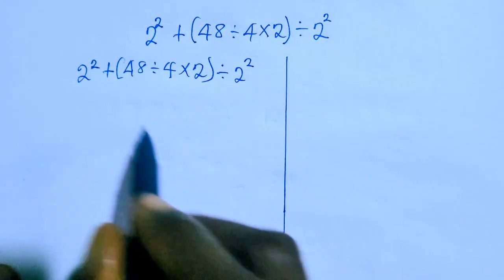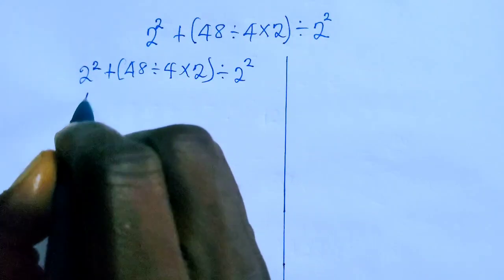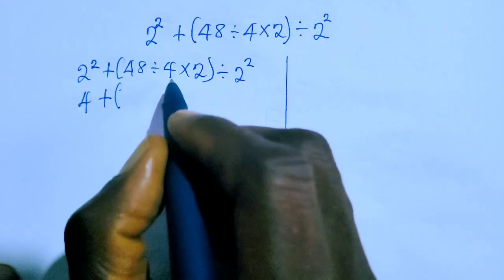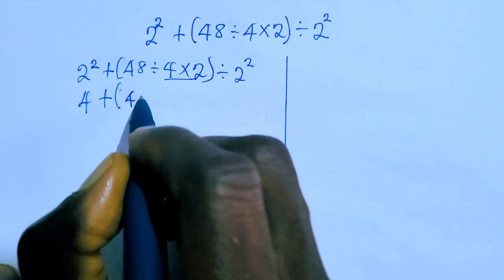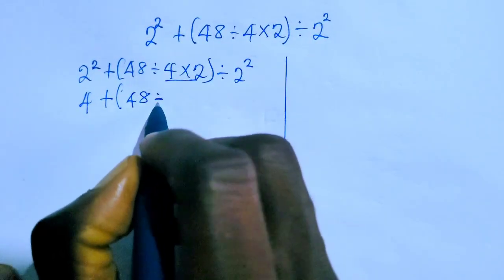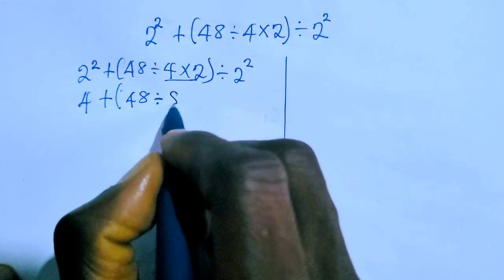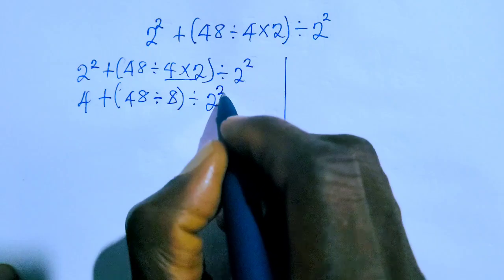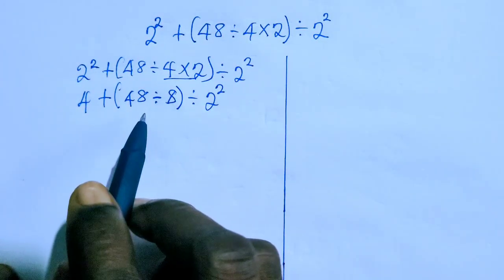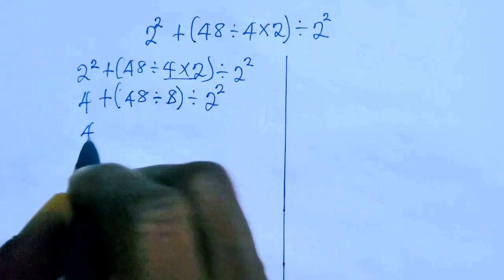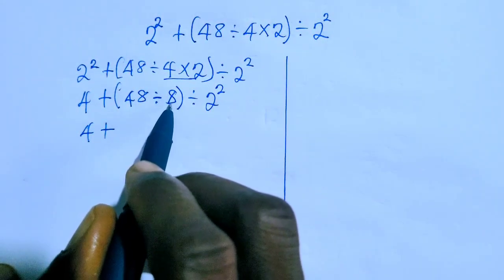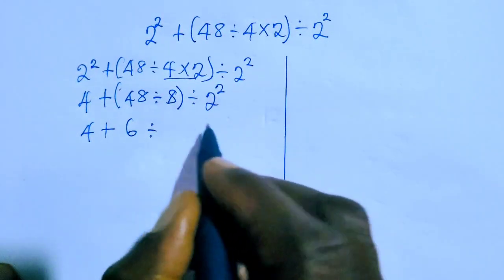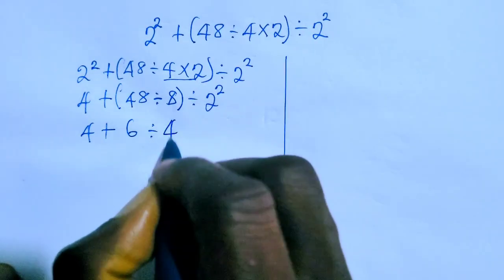Now they consider this 2 to the power of 2, that gives 4, plus, in the parentheses, they consider multiplication first. We have 48 divided by 4 times 2, that gives 8, then divided by 2 to the power of 2. At this point they have 4 plus, in parentheses, 48 divided by 8, that gives 6, then divided by 2 to the power of 2, that gives 4.